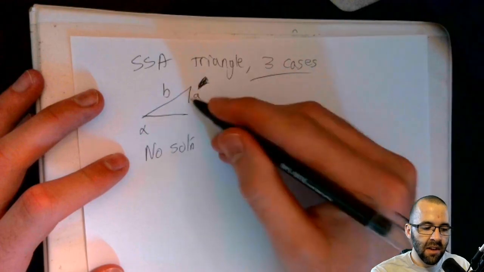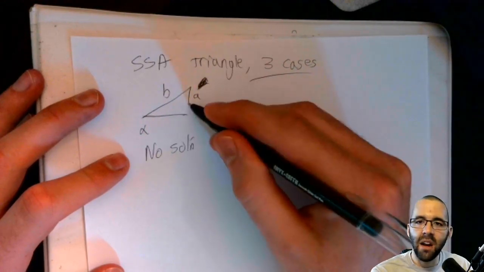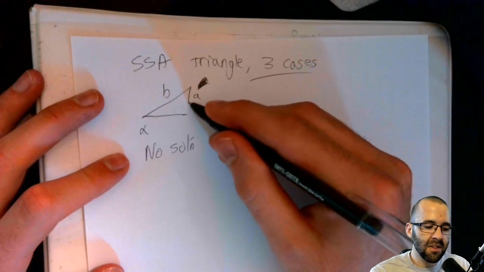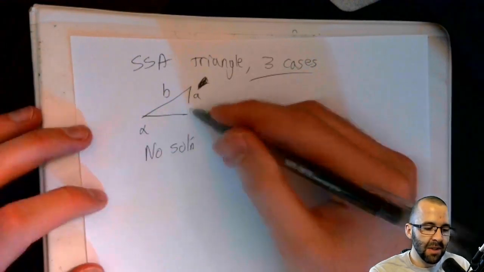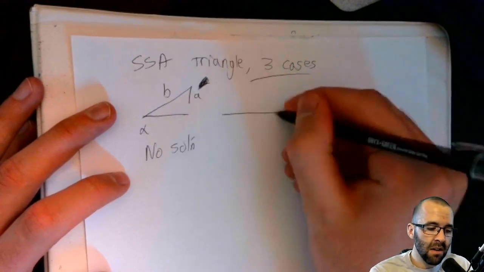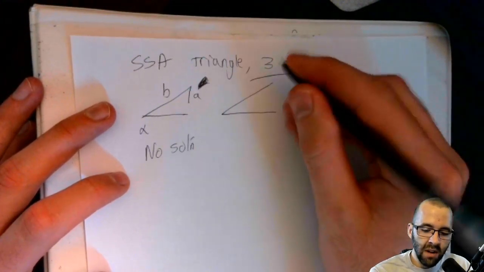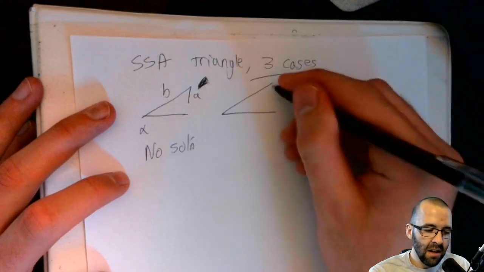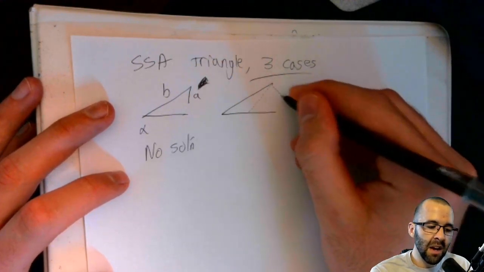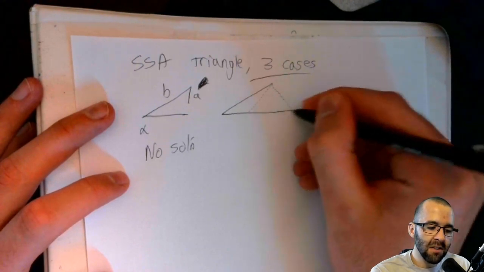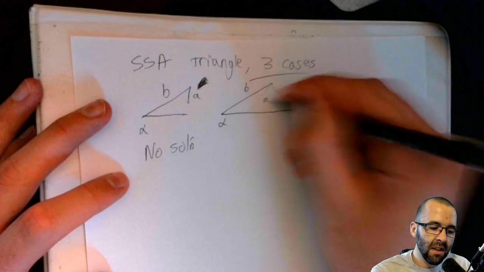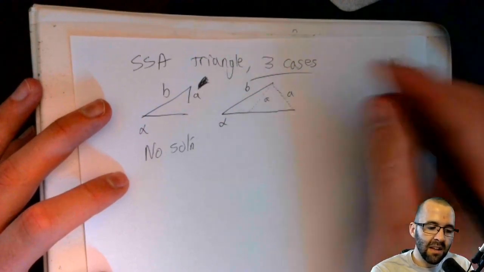Sometimes, all right, this sort of happens when A is not big enough. If A is too small, it can't reach this bottom side. So it just kind of dangles here, and there's no triangle. It doesn't reach. Sometimes A is too long. If A is too long, what you sort of get is 2 triangles. Maybe the side swings that way or the side swings this way, and you just don't know. Right? And we'll show what this looks like as well.